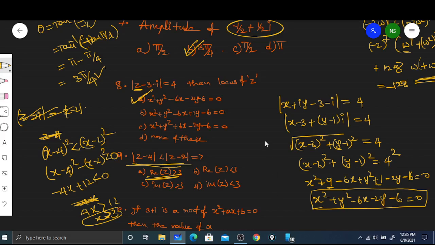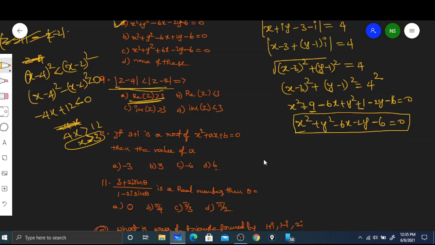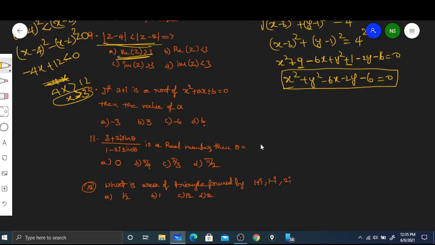And coming to question number 10, 3 plus i is the root of this particular quadratic equation. We all know that this root will not come alone. So the other root will be 3 minus i. One root is 3 plus i, which they have given.